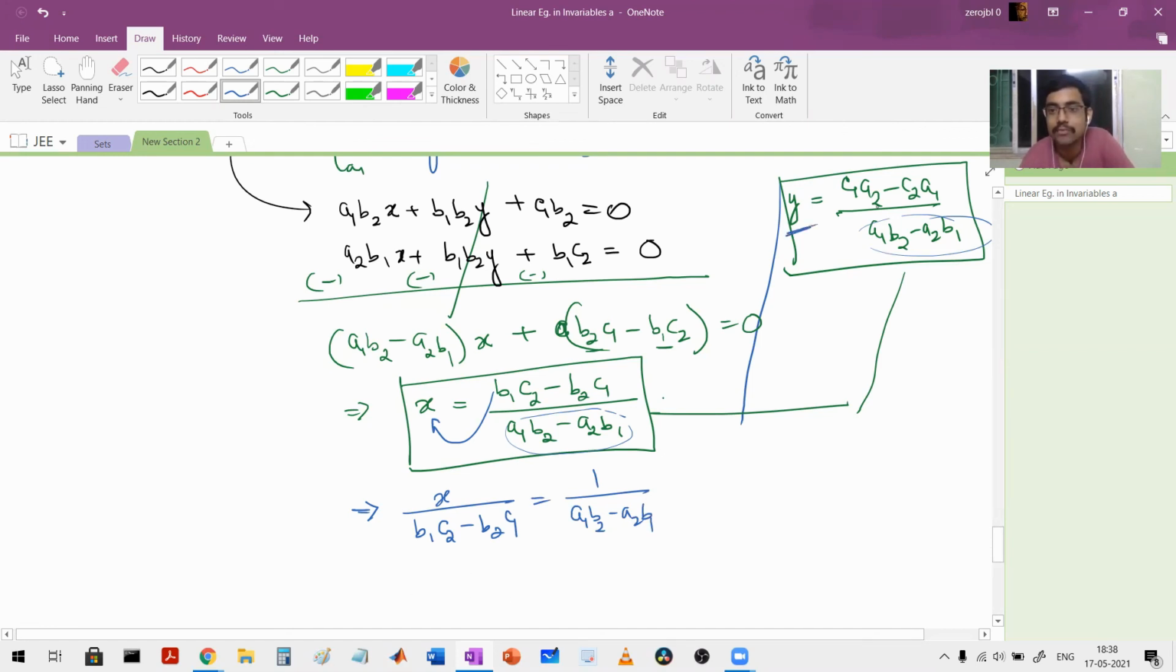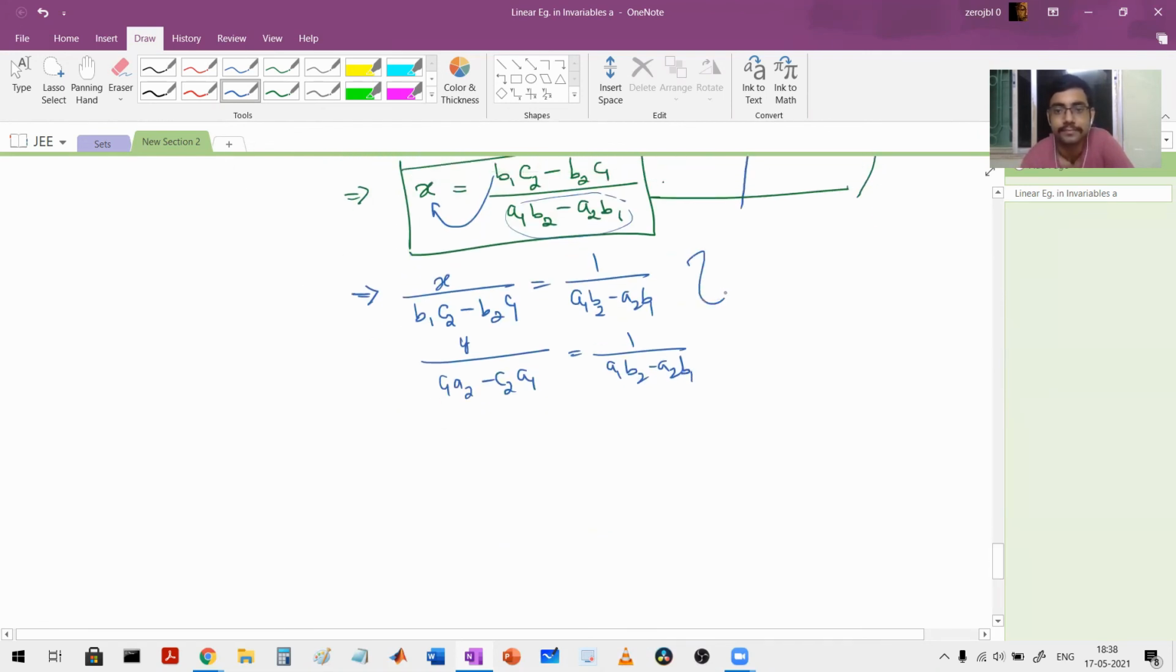Can I write this one by bringing the numerator down here? Can I write it like this? y by c1 a2 minus c2 a1 is equal to 1 by a1 b2 minus a2 b1. Can I write it like this? Yes, please.